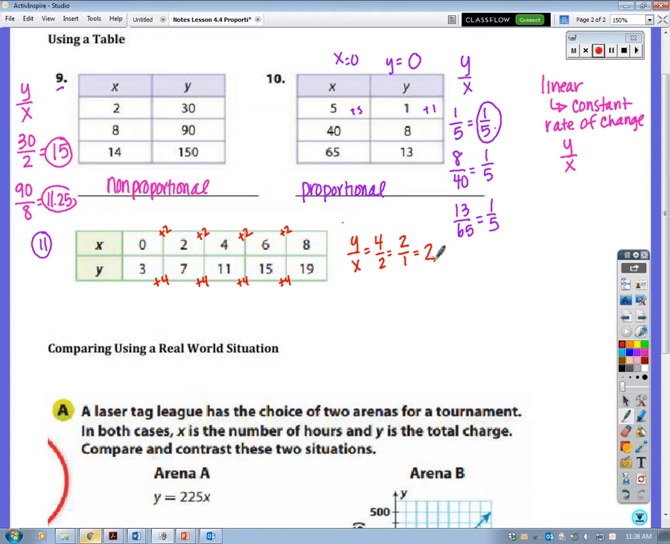And then this value right here tells us that it's not proportional, because x is 0, y is 3. So since y is not 0, since y is a value besides 0, this is non-proportional. This is linear, non-proportional.